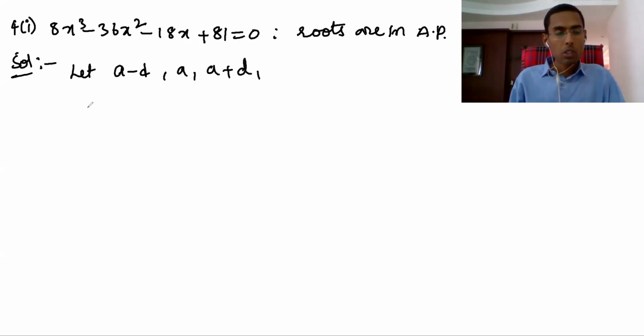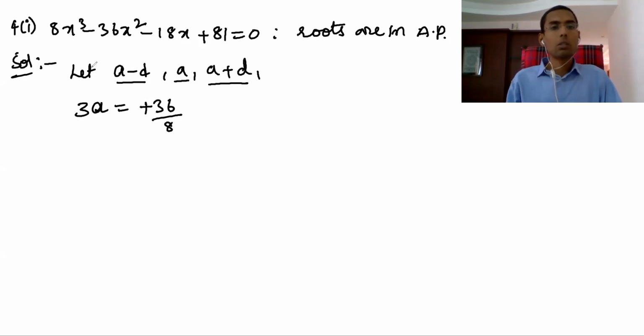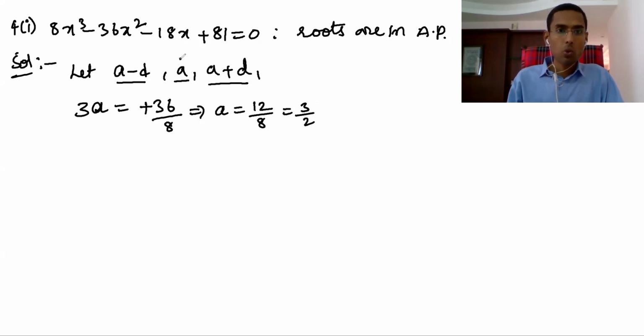The sum of the roots is 3a. Now 3a is given as minus of minus 36 by 8, since the sum of the three roots is minus b by a. That means 36 by 8. Now here you can cancel out, that means a equals 12 by 8, that is 3 by 2. Immediately you got a is 3 by 2. That means one root you got.